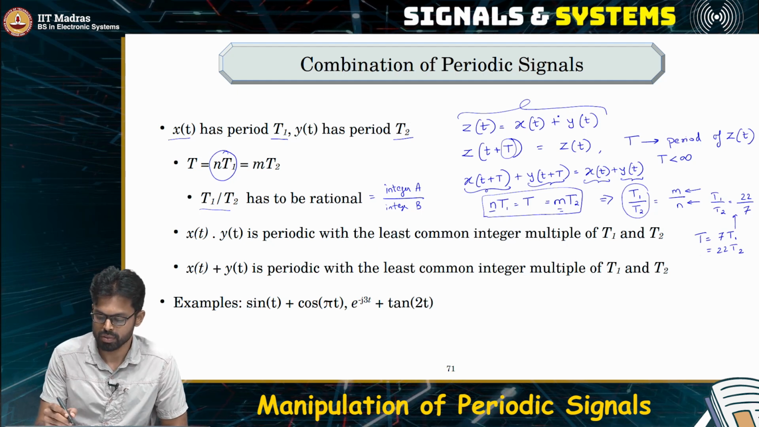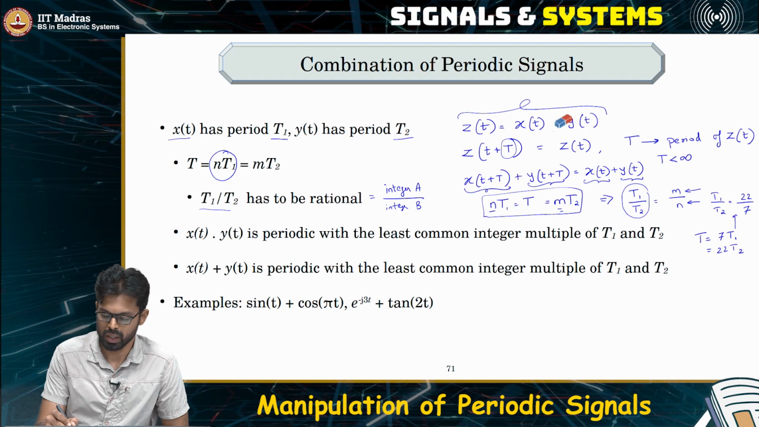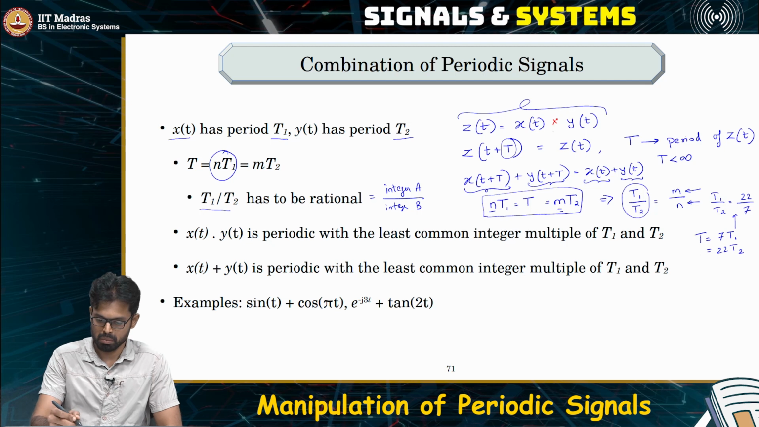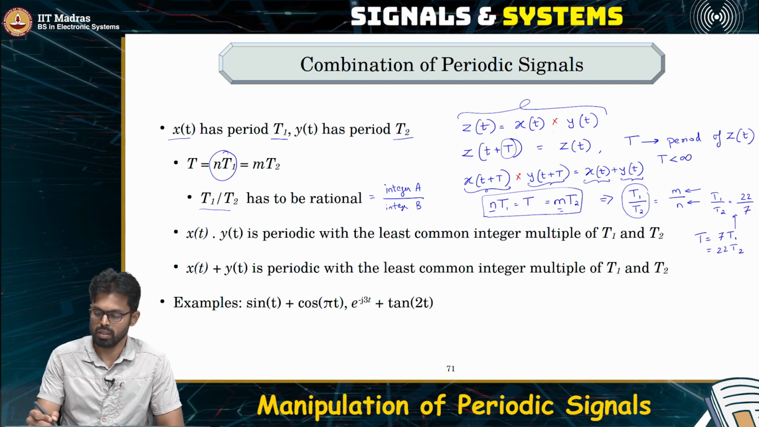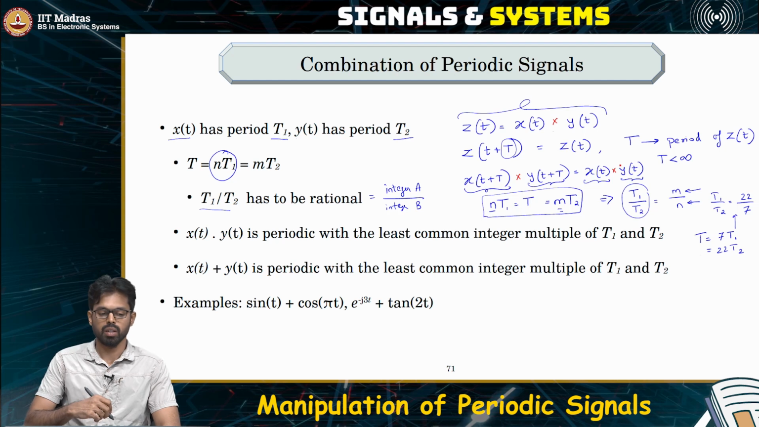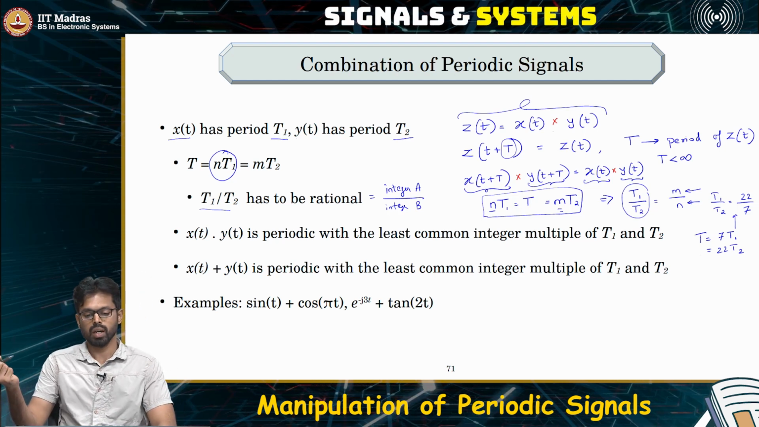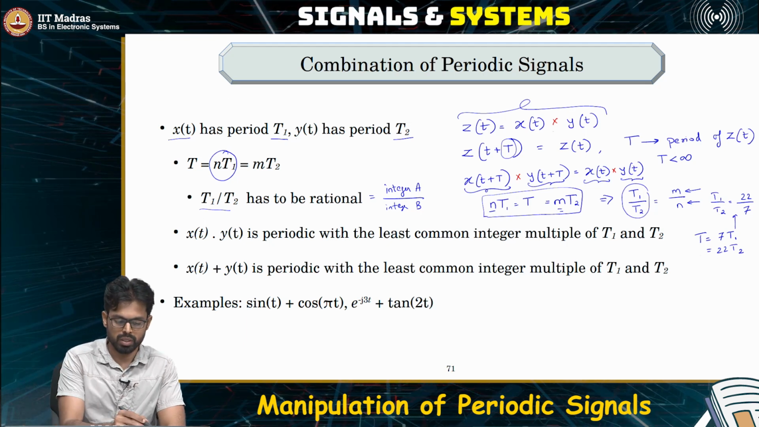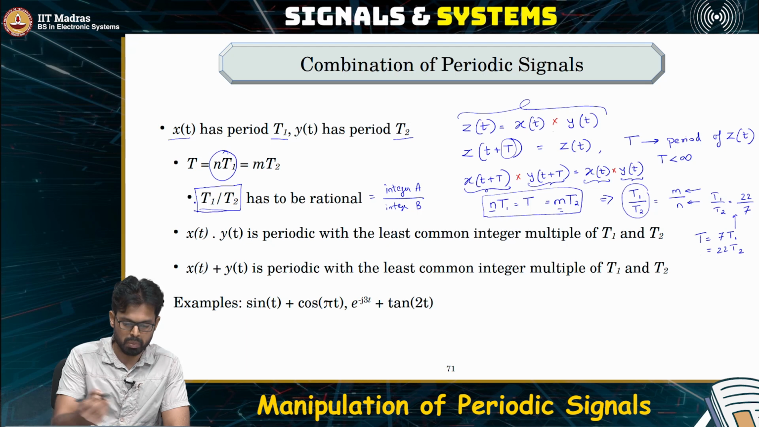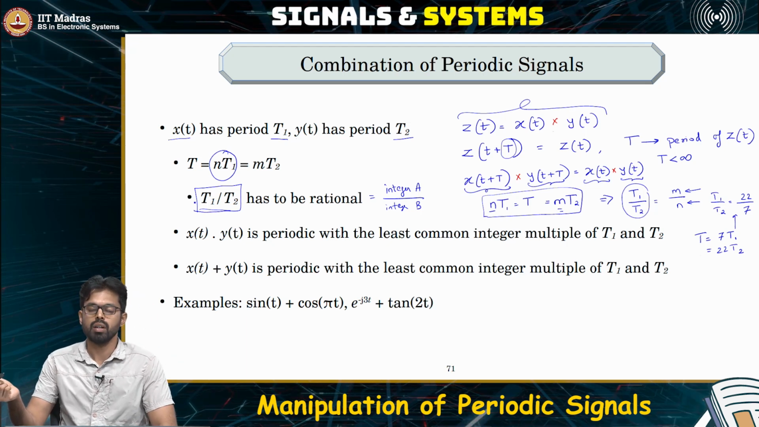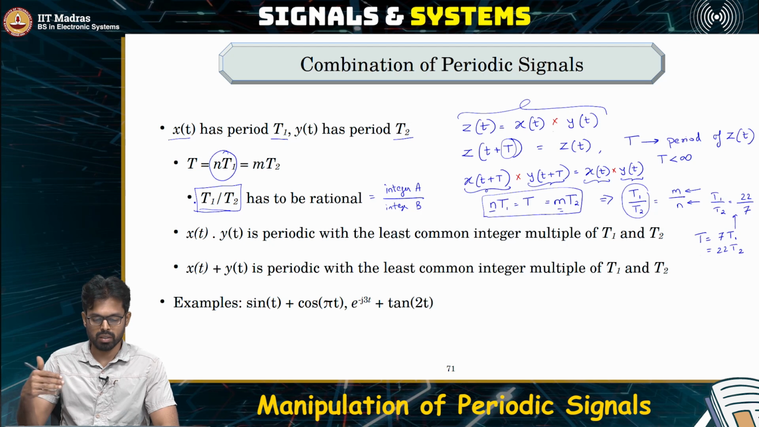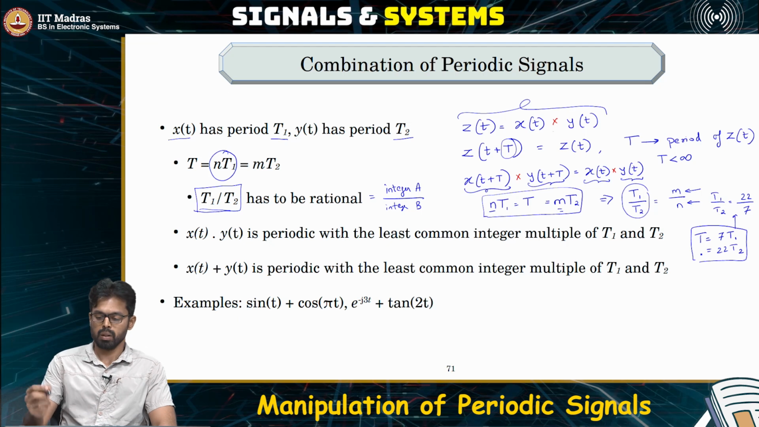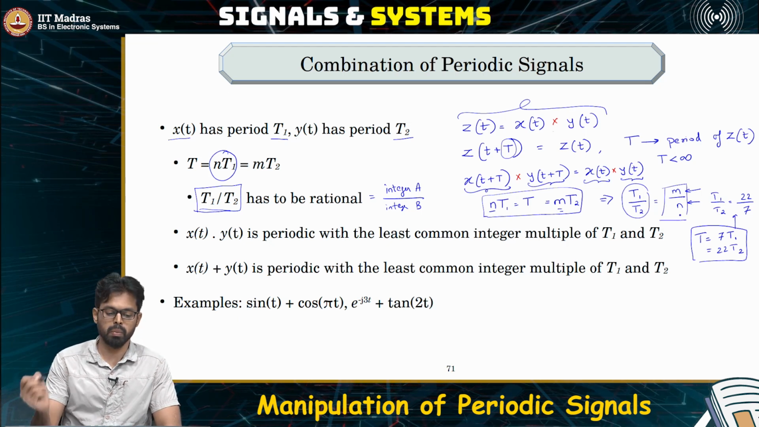Now, what if instead of addition we had multiplication here? Exactly the same analysis follows, and we still have the same result. So for both kinds of combinations, where you add signals or multiply signals, as long as the ratio of the periods turns out to be a rational number, the combination of these periodic signals will also be periodic, and you can find the period by computing the integers present in this rational number.